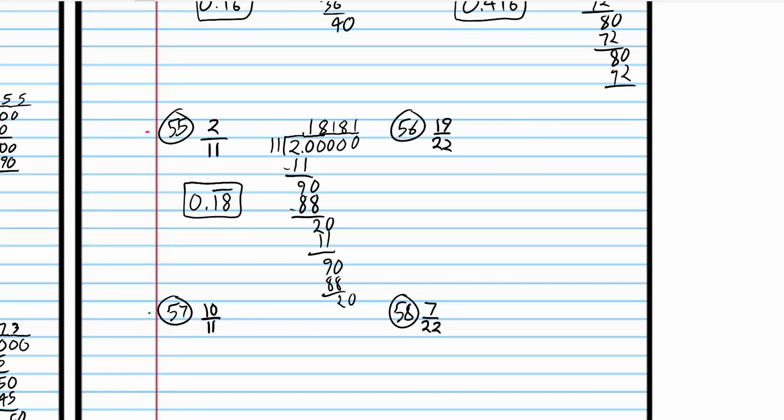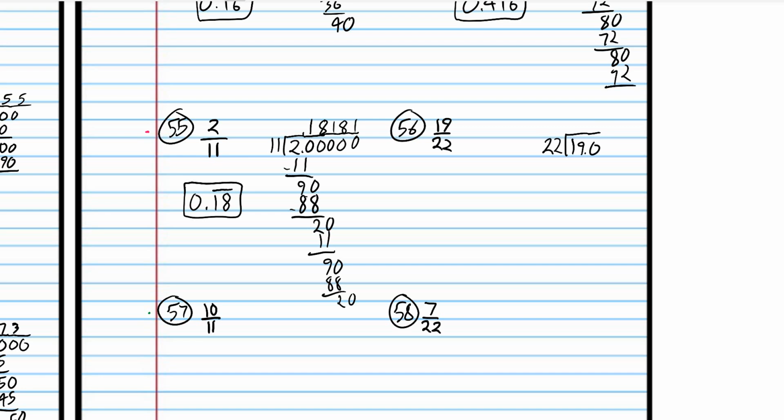All right, let's try 19 over 22. You can try this one on your own if you want, or you can just watch me do it, and then you can do the next 2. Actually, why don't you go ahead and try 56, pause the video, and when you come back, we'll do it together.